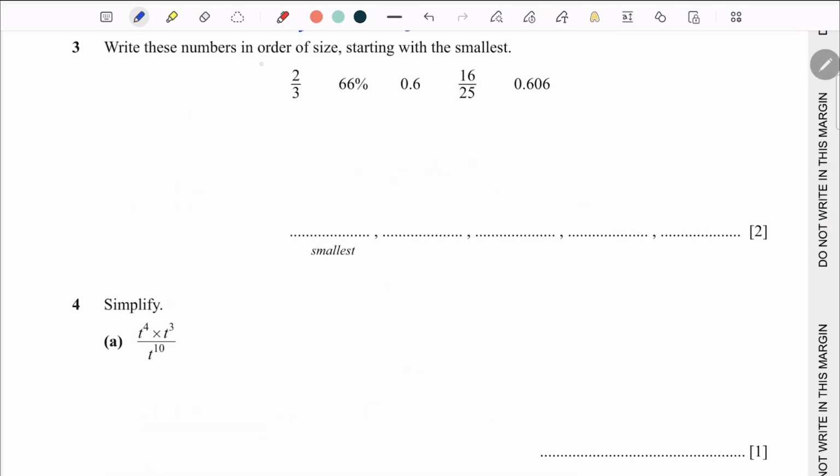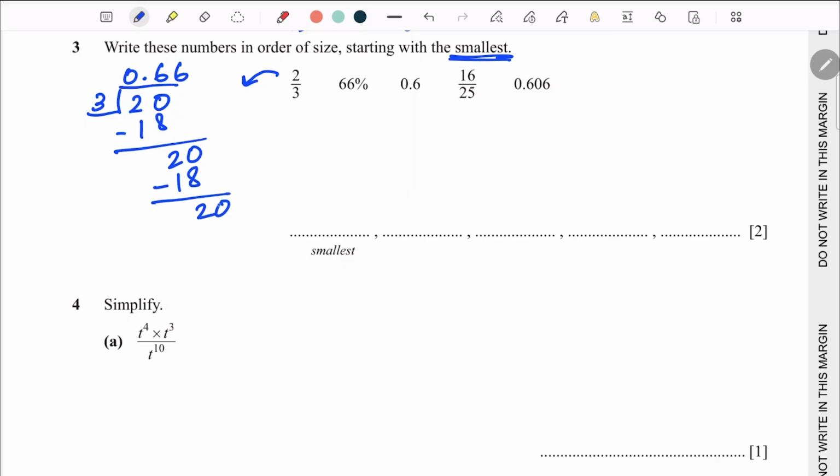Question 3, write these numbers in order of size starting with the smallest. So first I'm going to convert all the fractions into decimals. 2/3, when I convert it into decimals, 3 into 6 is 18. The remainder will be 2. I'll add 0 again. 3 into 6 is 18. And basically 0.666, it is a recurring decimal.